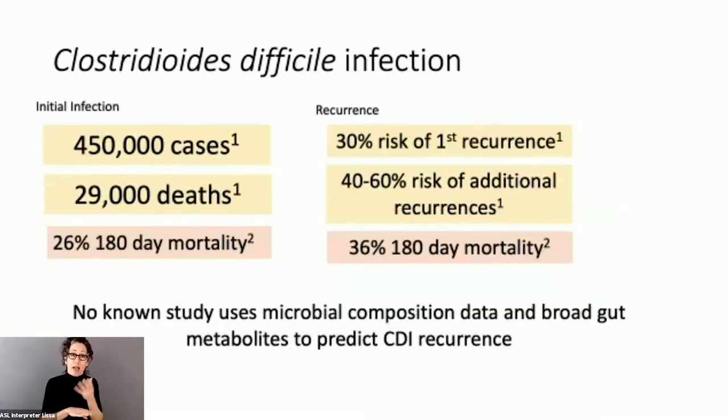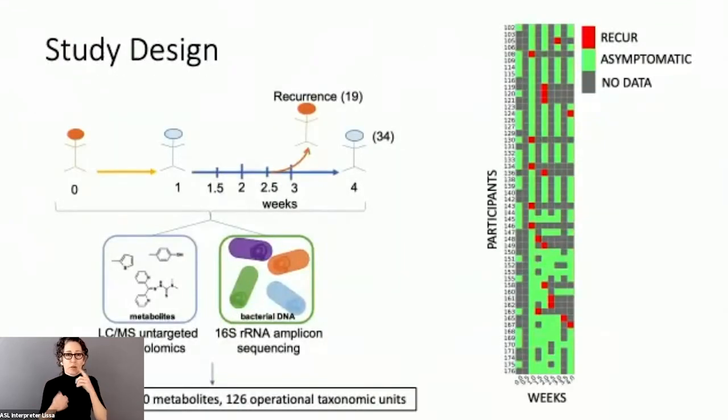Several studies have looked at predicting CDI recurrence. However, no known study uses microbial composition data and broad gut metabolites to predict CDI recurrence. To this end, we conducted a study that sampled from the gut of participants diagnosed with CDI before treatment, after treatment, and for 4 weeks or until recurrence.